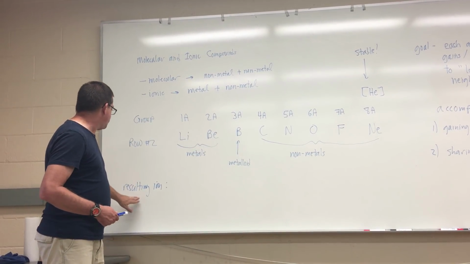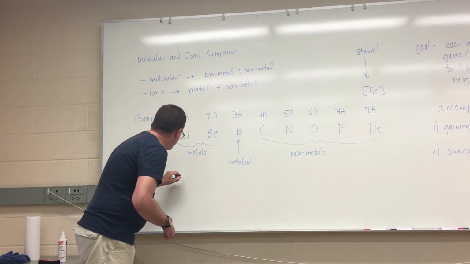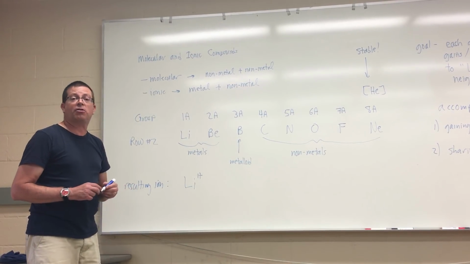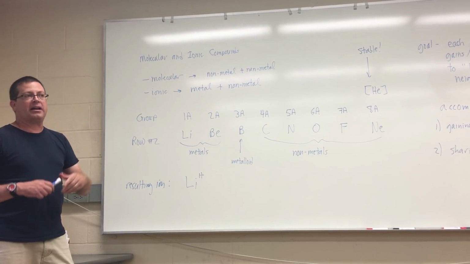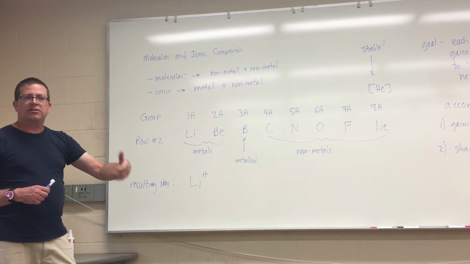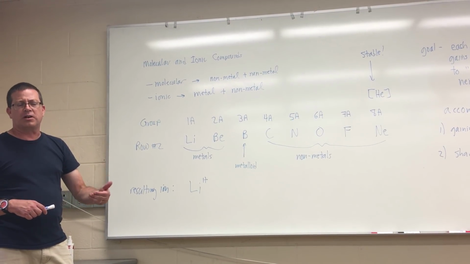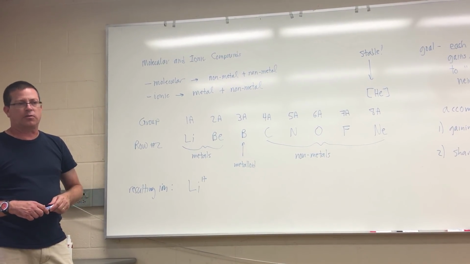So as a result, the ion that we would get would be a lithium 1+. Why 1+? Because I started out with lithium neutral, and I stole 1 electron from it, so now it actually has to carry a unit 1+ charge, because I have 1 more proton than I do electrons left over.